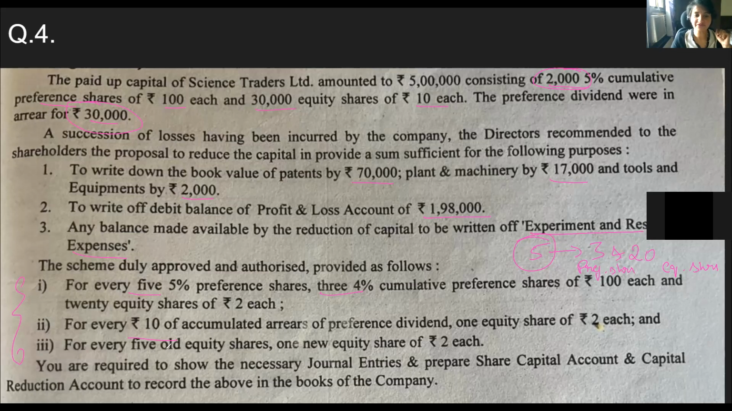Next, for every 5 old equity shares, 1 new equity share of rupees 2 each is issued. So if you are already having 5 equity shares, and in the company there are 30,000 equity shares, then for every 5 of the 30,000 shares you get one new share. How many new shares will be received on 30,000 shares, we will calculate later. Okay, so this is what the situation is. Let us solve this question now.